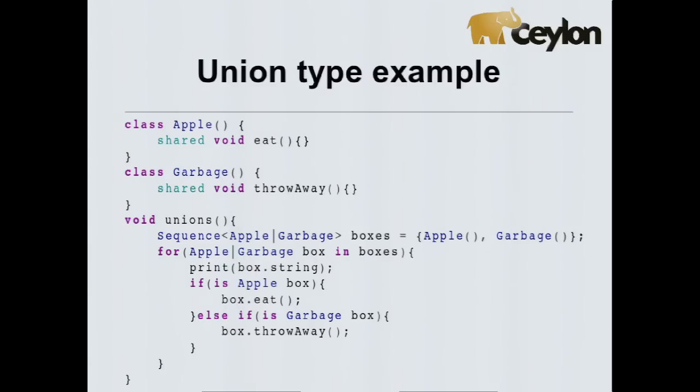And that's, again, a case where we have type refinement within the body of the if, because the type of box is refined. It's not box or something else anymore. It's apple. It's not apple or garbage. It's apple because the compiler knows. So this is a case where in Java you would do an instanceof, and then you would do a typecast. Here you don't need to.